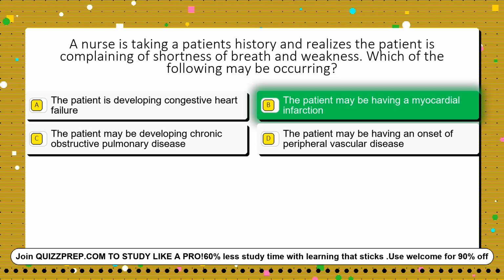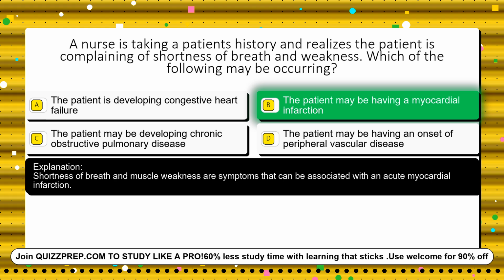The correct answer is option B. The patient may be having a myocardial infarction. Shortness of breath and muscle weakness are symptoms that can be associated with an acute myocardial infarction.